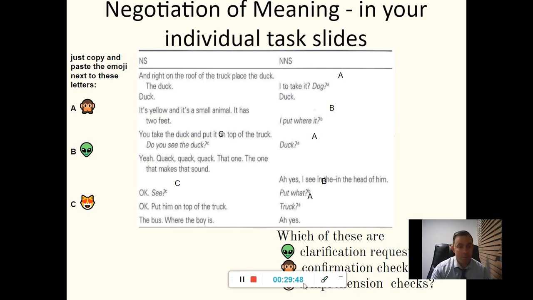And notice it should be no surprise that the C's are all on the left side, because the person who is more proficient is the one who's asking comprehension checks typically, right? So, do you see the duck? That's a comprehension check. I want to make sure that you're following. I want to make sure that you understand. Do you see what I'm talking about? Do you see the duck? And then see down here. Okay, see? It's kind of trying to make sure you're following what's going on. All right. So that was your other task in your task slides.